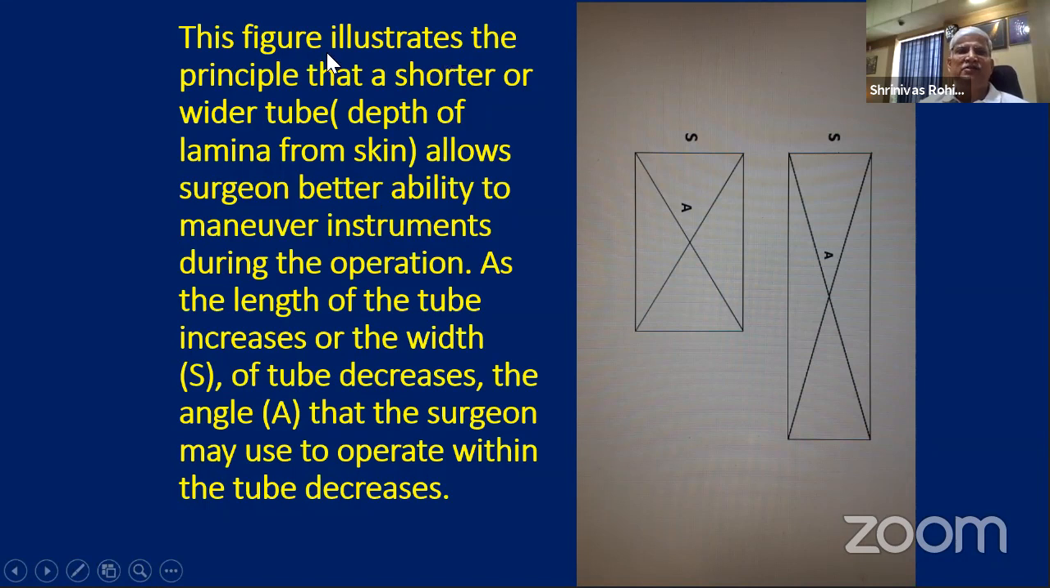Now this figure illustrates the principle that the shorter or wider tube allows the surgeon better ability to maneuver the instruments during the operation. As the length of the tube increases or the width of the tube decreases, the angle that the surgeon may use to operate within the tube decreases. It becomes acute.